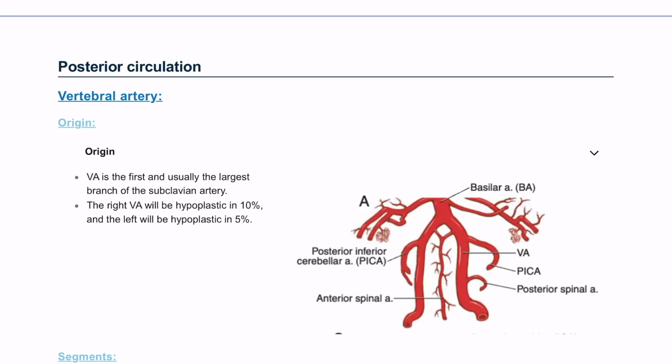In this video, I'm going to talk about the vertebral artery. The vertebral artery is considered part of the posterior circulation of the brain. What does it mean to be considered part of the posterior circulation of the brain? It means that it supplies all the contents in the posterior fossa.